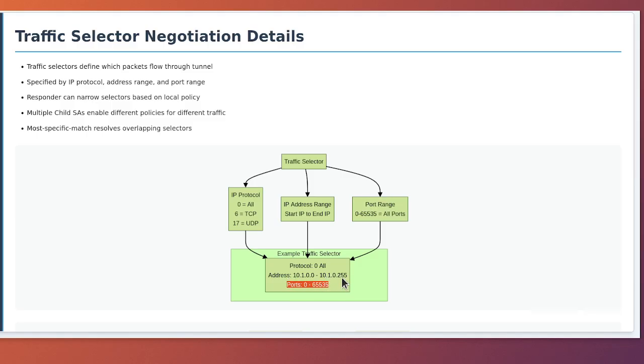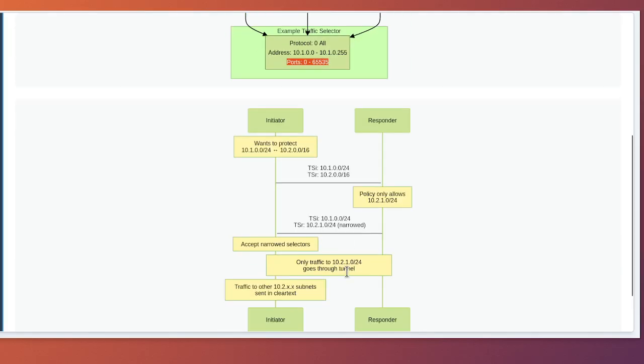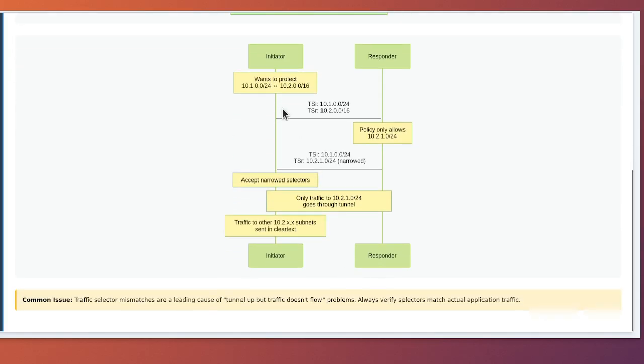Traffic selector narrowing is a powerful but complex feature. The initiator proposes traffic selectors in the IKEv2 or create child SA exchange, typically proposing broad selectors that cover all the traffic it wants to protect. The responder examines these proposals against its local security policy. If the responder's policy is more restrictive, it narrows the traffic selectors to match its policy.